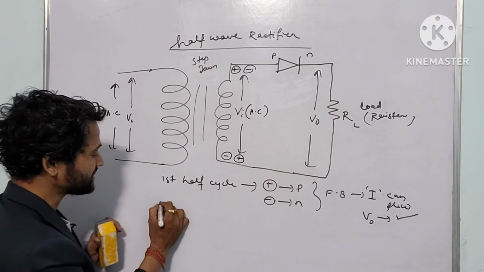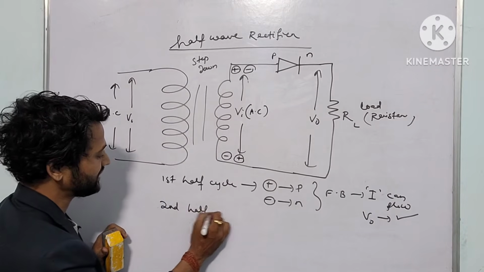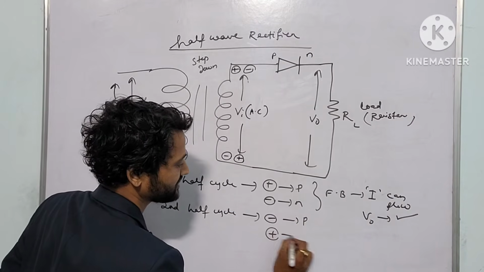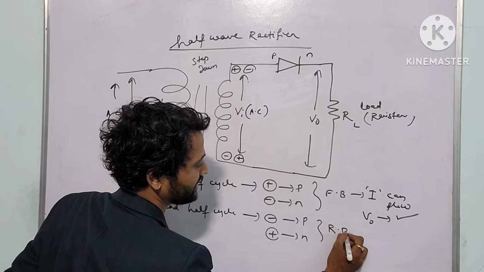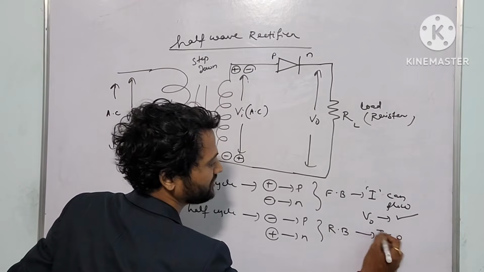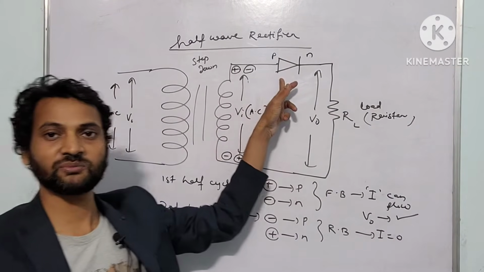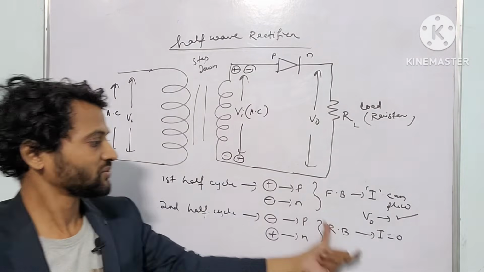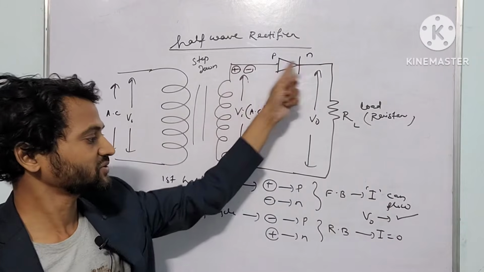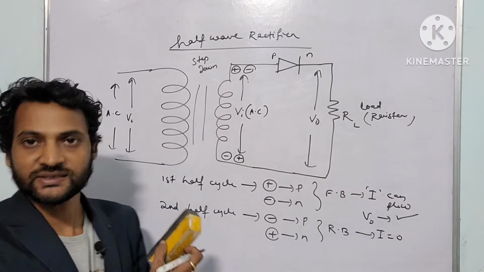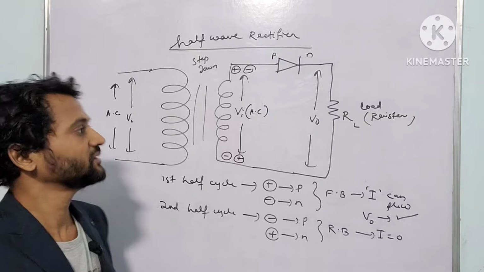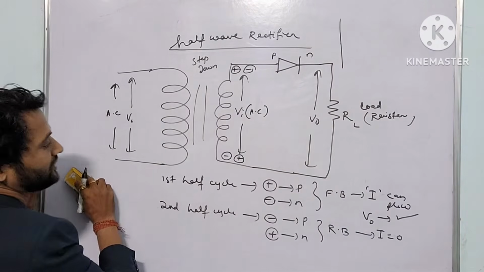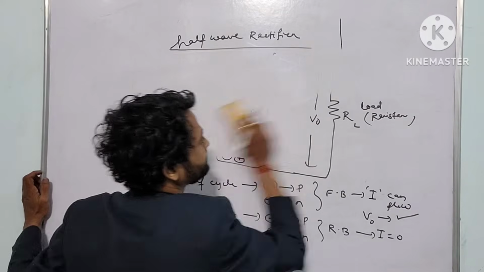Okay, so during the second half cycle, negative is connected to P and positive is connected to N, so it will be reverse biased. Then how much current will there be? Zero. It will act as an open circuit. I told you that resistance will be infinite in case of reverse bias, so current will be zero. In case of forward bias, resistance will be zero and current will be maximum. Is it clear? Next, what is the waveform here? So I'll erase this one.